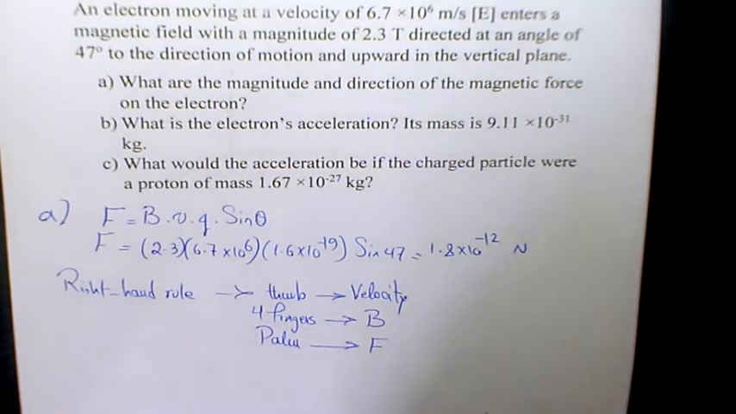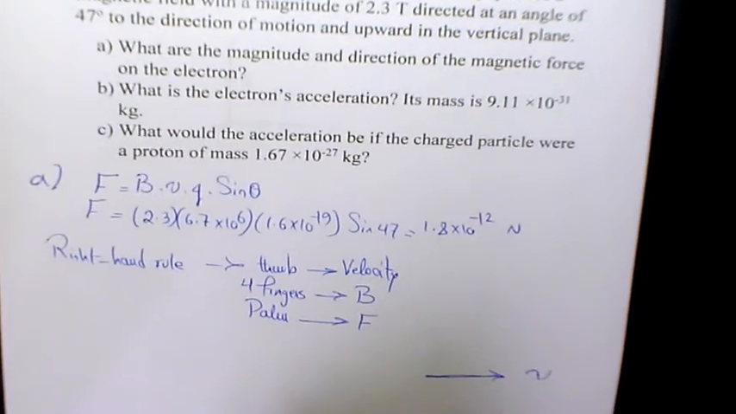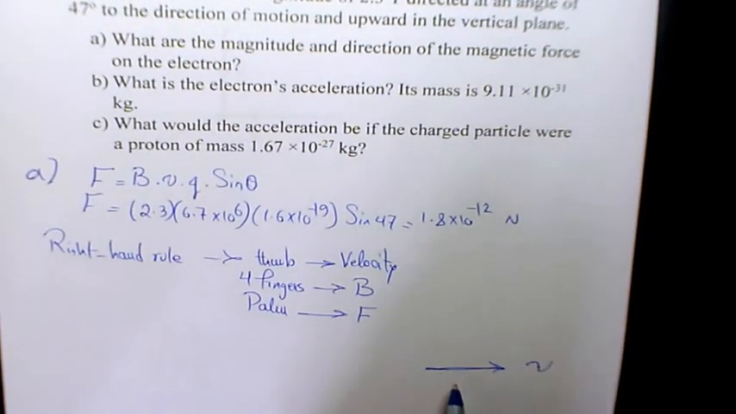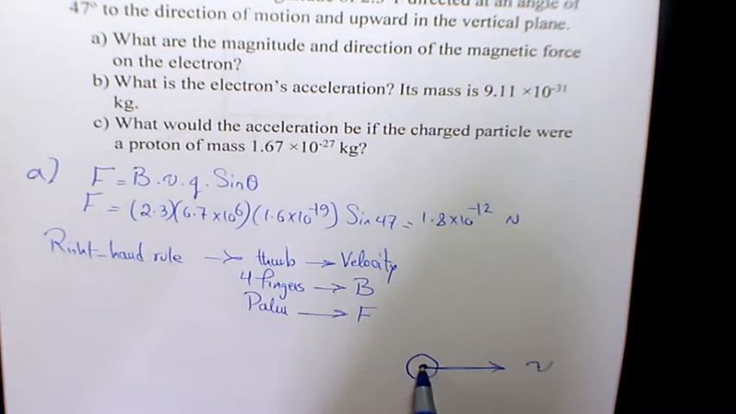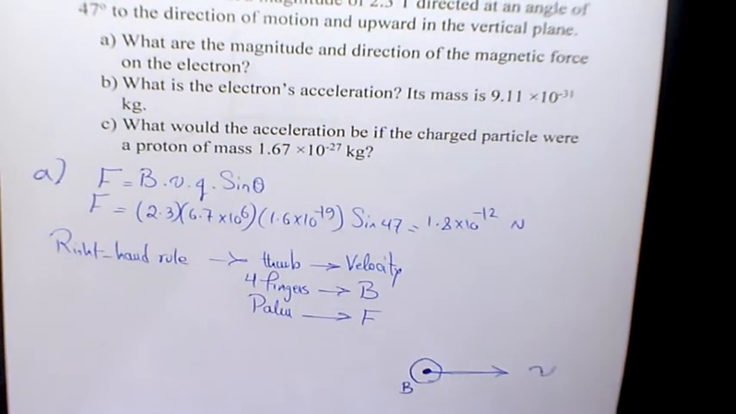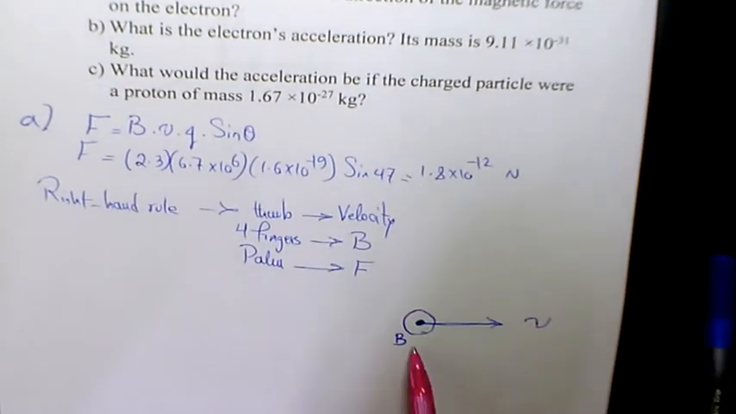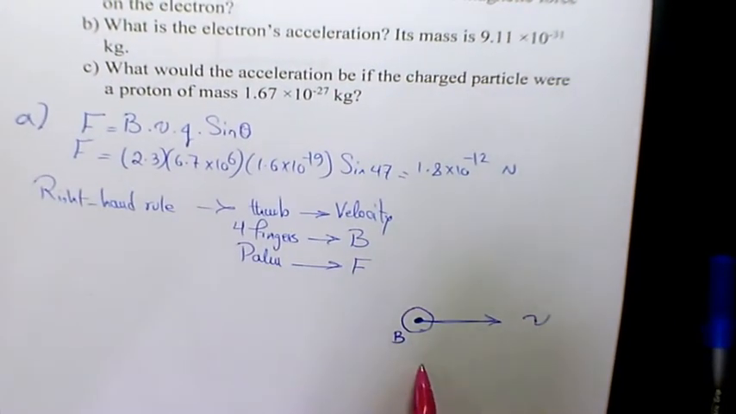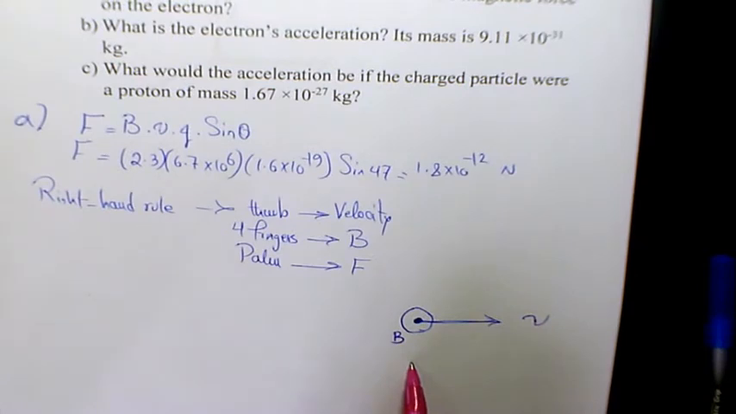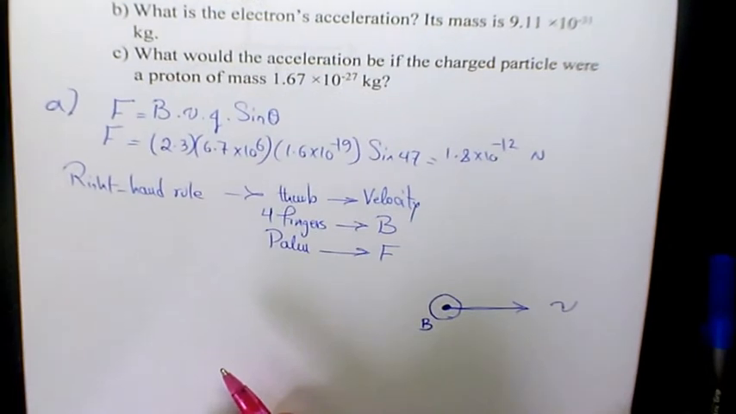So let's do this example. Velocity is going east, and magnetic field is in the vertical plane upward. If we use the right hand rule, and if we are dealing with the positive charge, the palm is going this way, down. But we are dealing with a negative charge, we are dealing with an electron in this case, so we need to make it opposite.